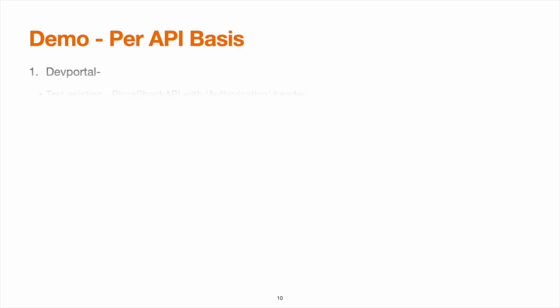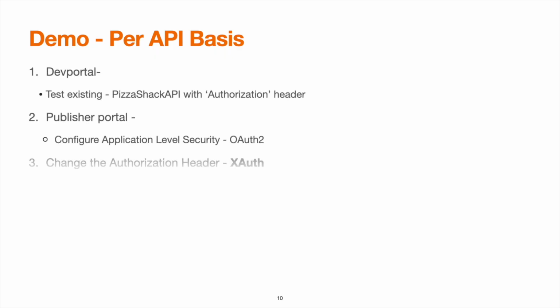So now we have seen that there are different ways to make changes to the authorization header. We'll be doing a demo where we'll showcase per API basis authorization header changes. We'll test out the existing PizzaShack API with the authorization header. Then via the publisher portal, we'll make the changes and write a custom authorization header name. We'll save and deploy with a new revision and test it out. So let's begin the demo.